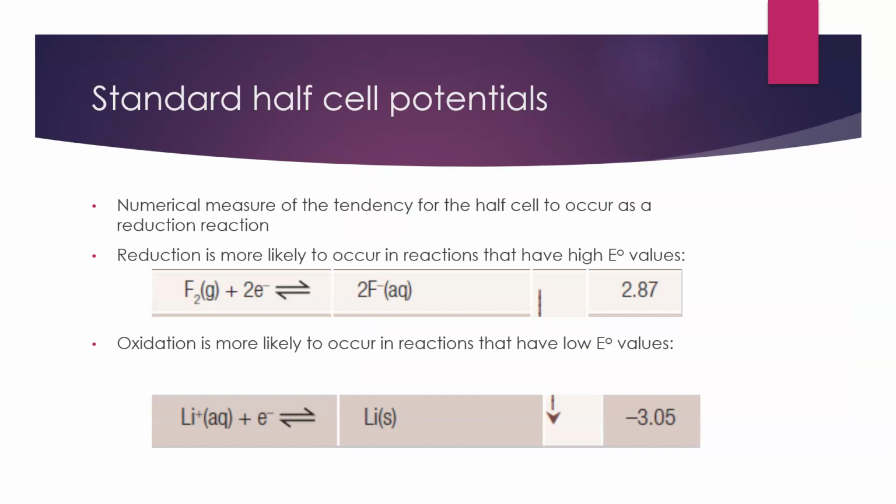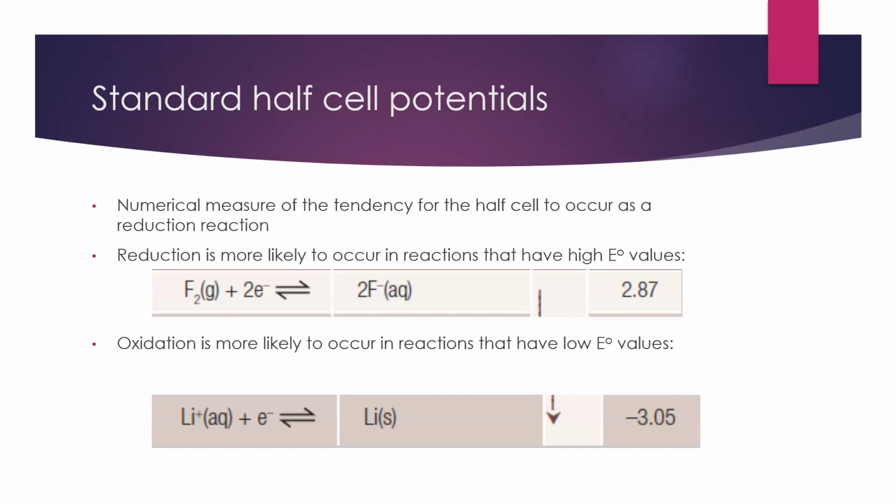So looking at the standard half-cell potentials, i.e. the values on the right-hand side, these are a numerical measure of how likely the half cell is to have a reduction reaction. So the more positive the value, the more likely the forward reaction on the electrochemical series will occur. So reduction is more likely to occur when it has a high E0 value. So something like fluorine, which has a high value of positive 2.87, is going to be reduced. It's very unlikely to be oxidized.